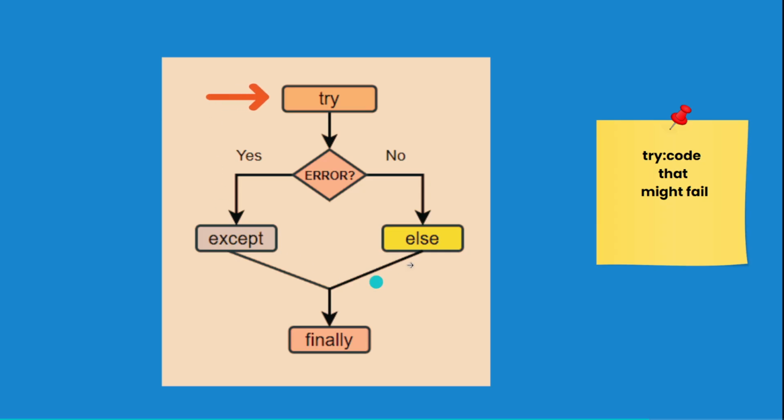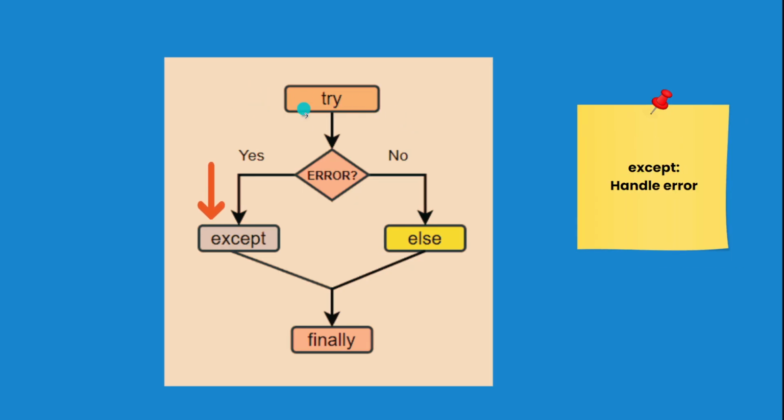So this is the structure we will follow in the try and except blocks, where the try will be the block that contains code that might fail. In case it fails, we will get the error. That time it will execute this except block. This except block will handle those errors.